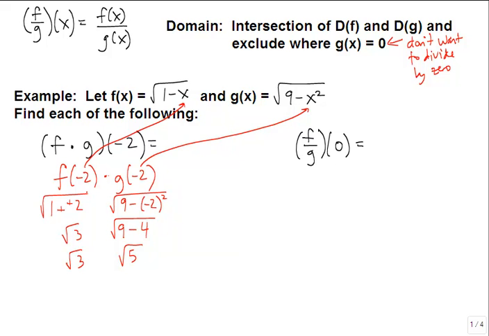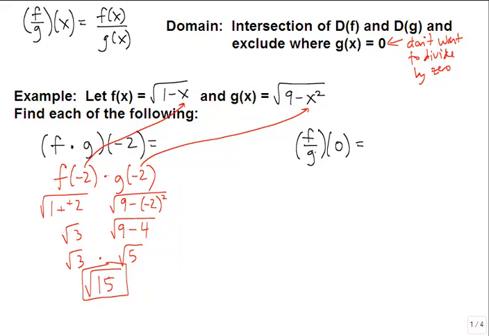So we got square root of 3 for f, we got square root of 5 for g, and for the product, we just multiply these together. Since they're both under square roots, we can multiply the 3 and the 5 and get square root of 15, and that's a simplified radical, so we can leave our answer like that.